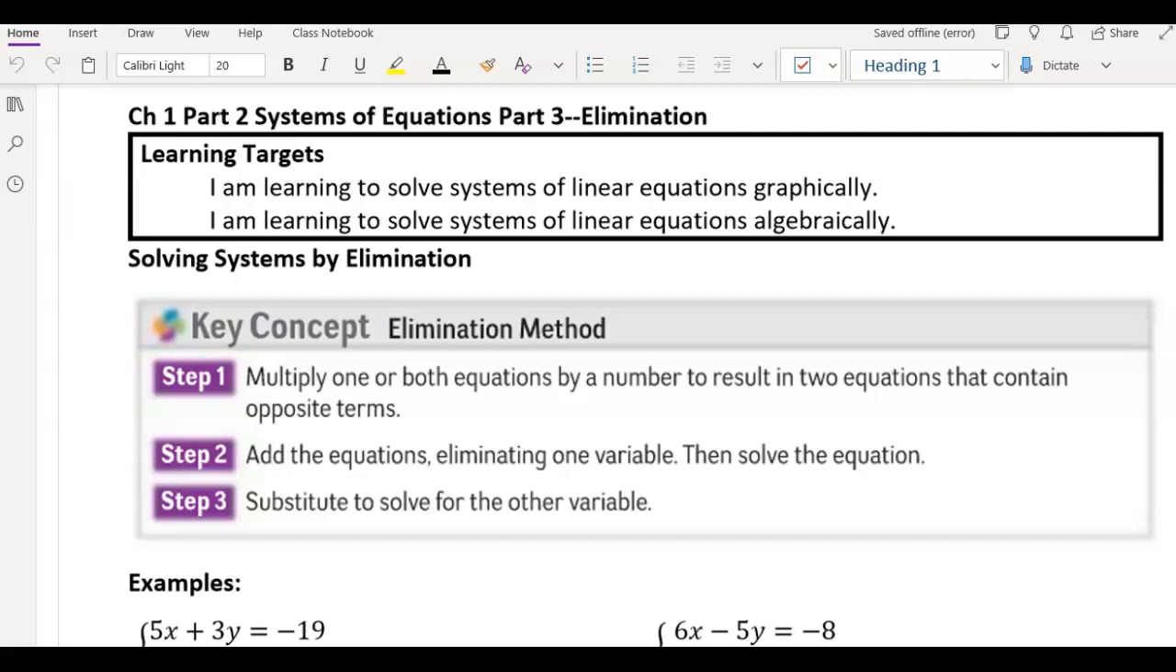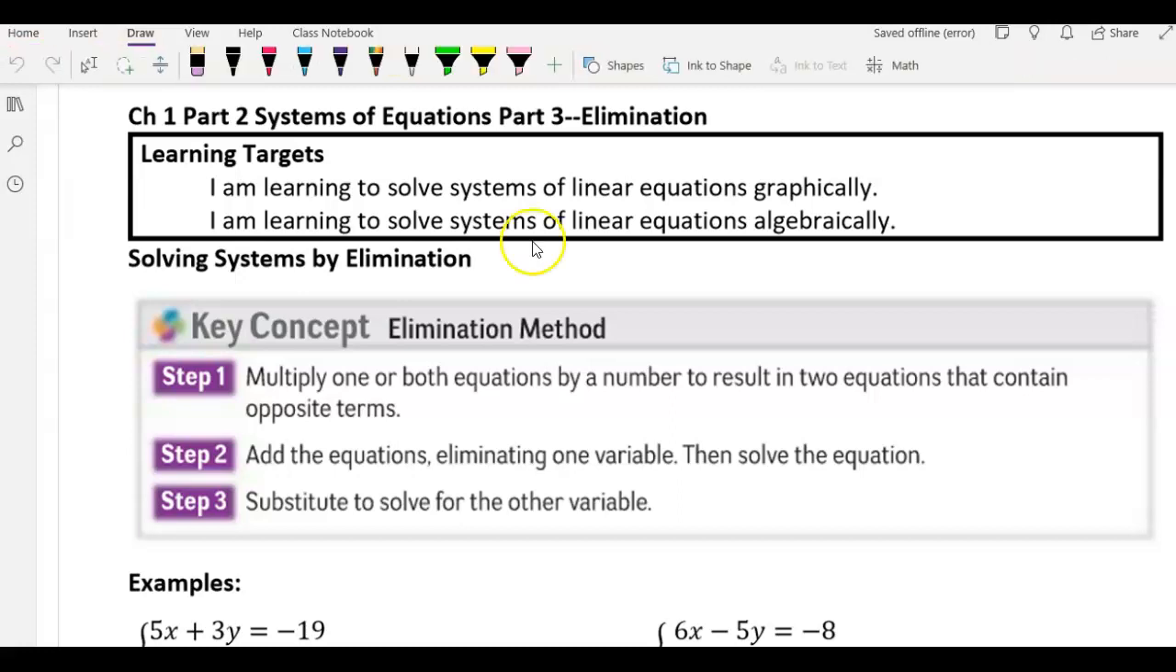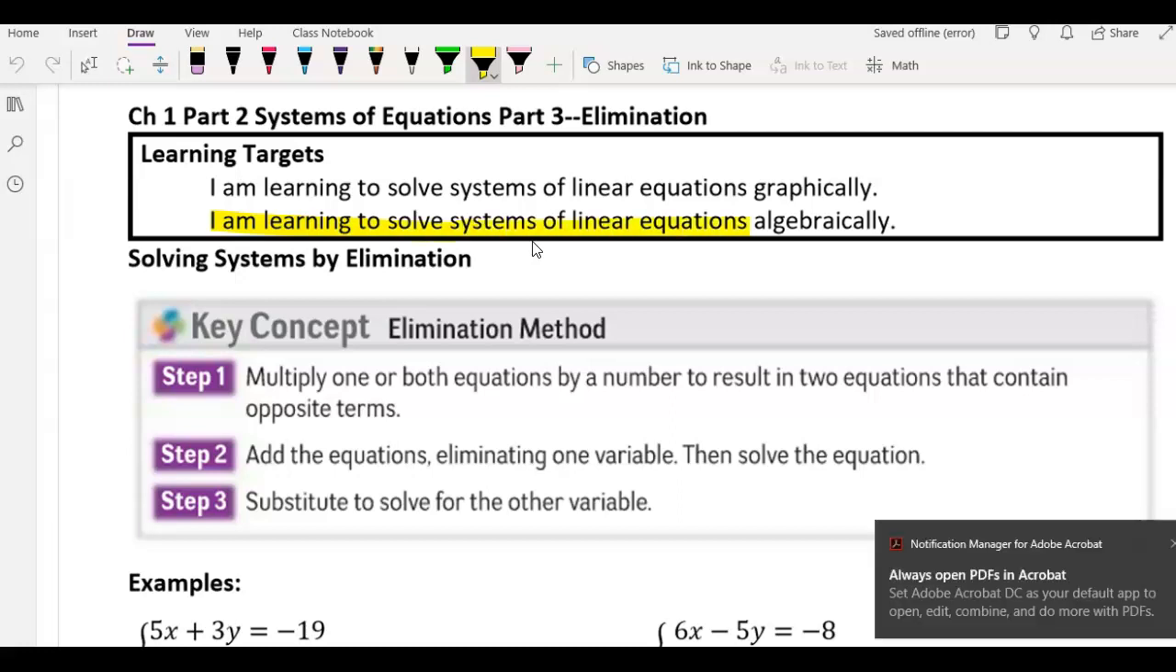Today we're going to be looking at part 3, which is systems of equations by elimination. Once again, we're going to be focusing on the second learning target. I am learning to solve systems of linear equations algebraically.